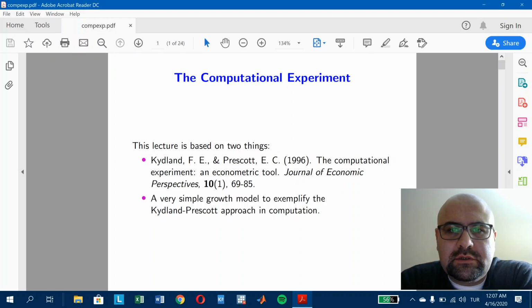So, for this reason, we want to understand how the computational experiment is done, how it is designed. For this, we are going to use a classic paper by Kydland and Prescott, and then we will have a very simple growth model, and we are going to calibrate that model and run some experiments. Okay, so let's start.